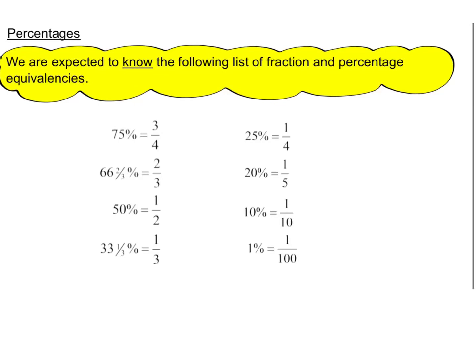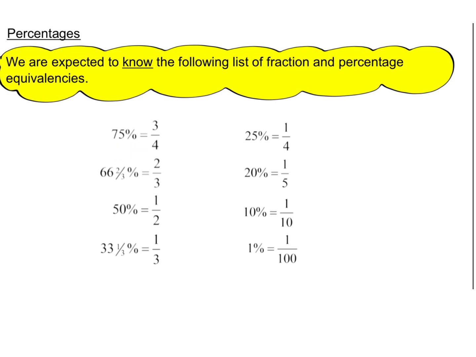In this lesson, I'm going to look at how to calculate percentages of a quantity and then how to use that. So the first thing we need to know off by heart is this list of fraction and percentage equivalences. In other words, 75% is exactly the same as the fraction 3/4. They both mean exactly the same thing, they both have the same value. It's just two different ways to write them.